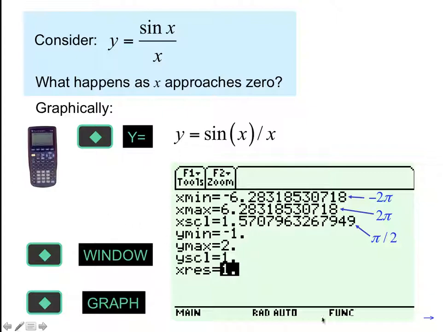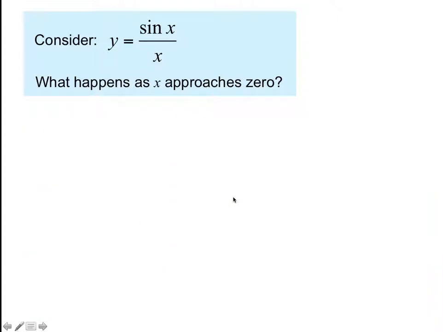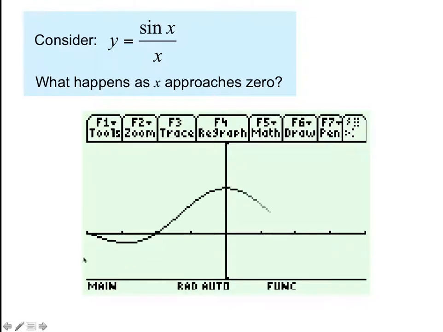Graph with these parameters for the window, and you should be looking at something like that on your calculator. Okay, so what happens as x approaches 0? X is 0 at this location. So what happens on the left and what happens on the right? As we approach 0 from the left and the right, it looks like the graph is approaching 1.